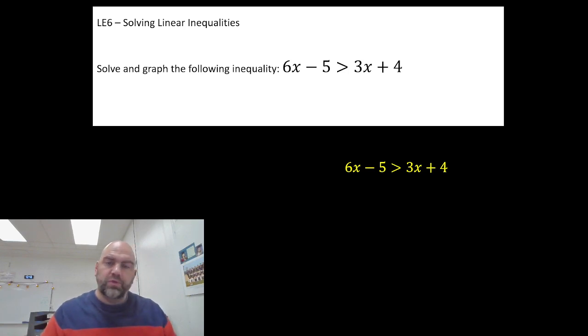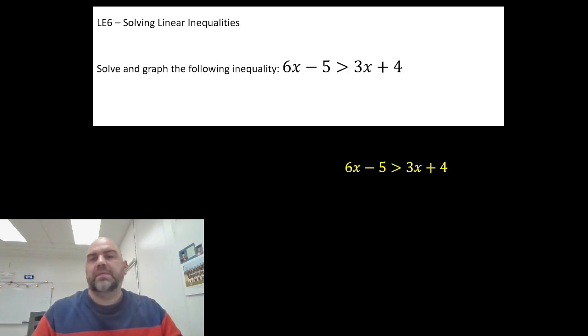All right, welcome to this example here. We're going to take a look at solving a linear inequality, and I'm going to add a few little wrinkles to it to try to show you different things that you need to do when solving this inequality. So let's start off with the inequality 6x minus 5 is greater than 3x plus 4.